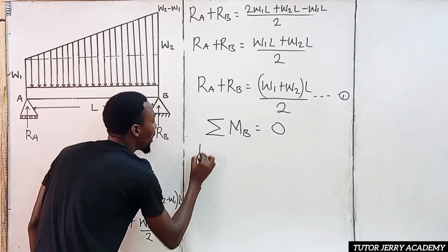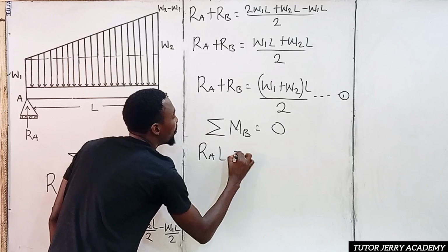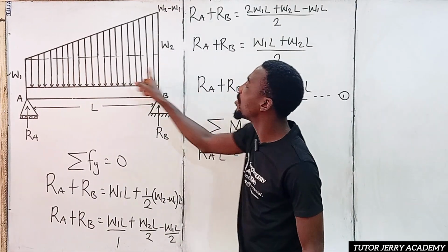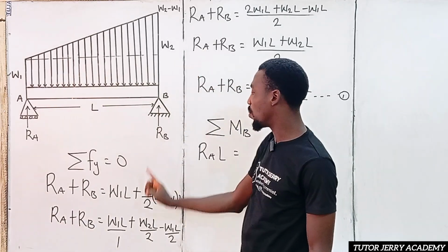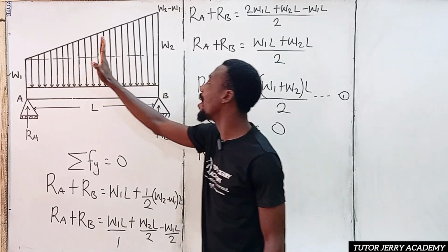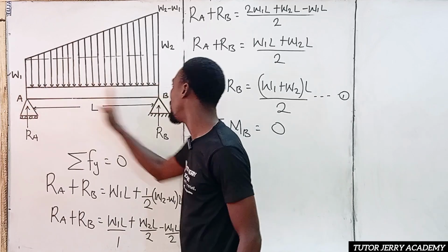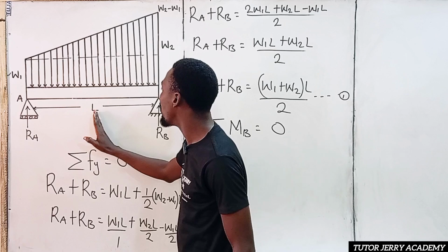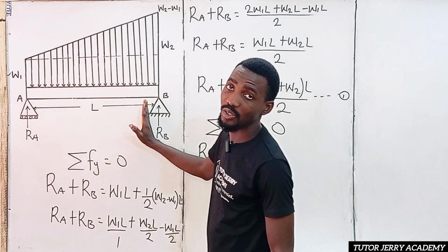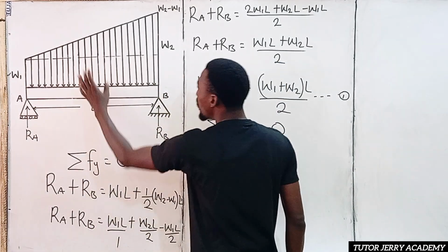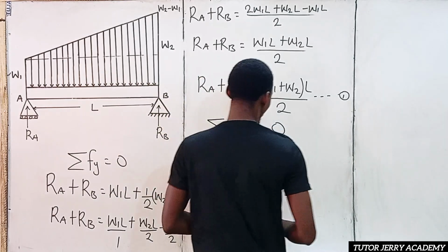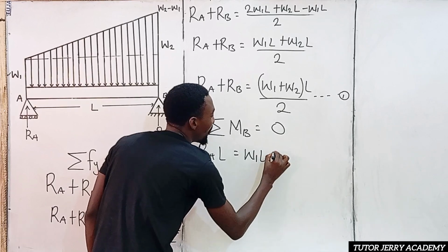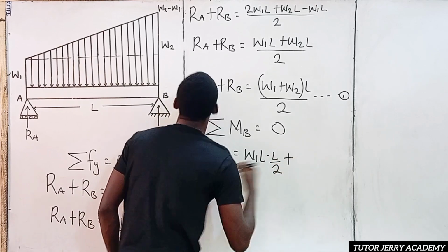Alright, so here we are going to say that RA multiplied by what? L. So we are going to have R subscript A, L, will be equals to, now, we have converted our uniform distributed load to a what? To a point load, which is what? W1L. Alright, that W1L is going to act at the center of this beam. So if it's acting at the center of this beam, it means it's going to be what? L over 2 to the left and L over 2 to the right. So we are going to have W1L multiplied by what? L over 2. So here we are going to say equals to W1L multiplied by L over 2 plus, alright.